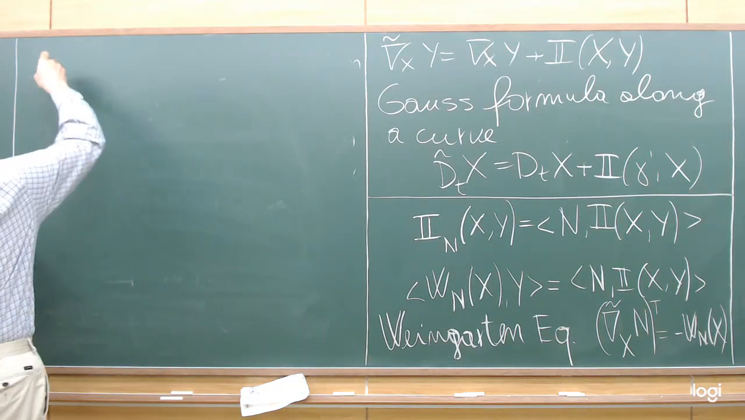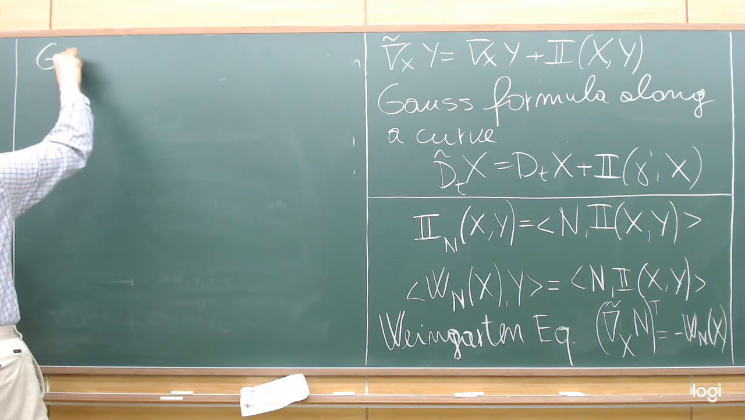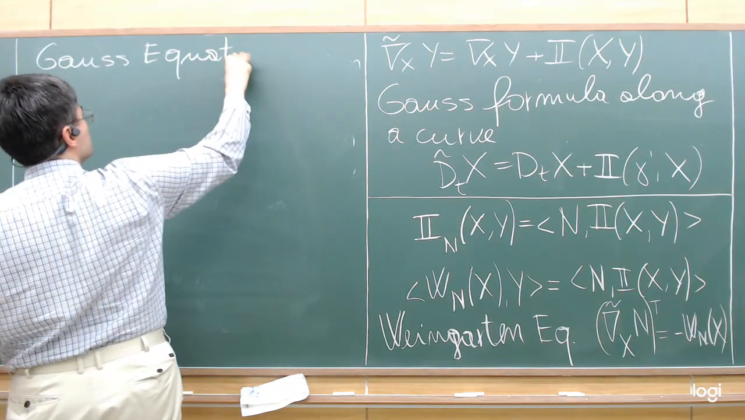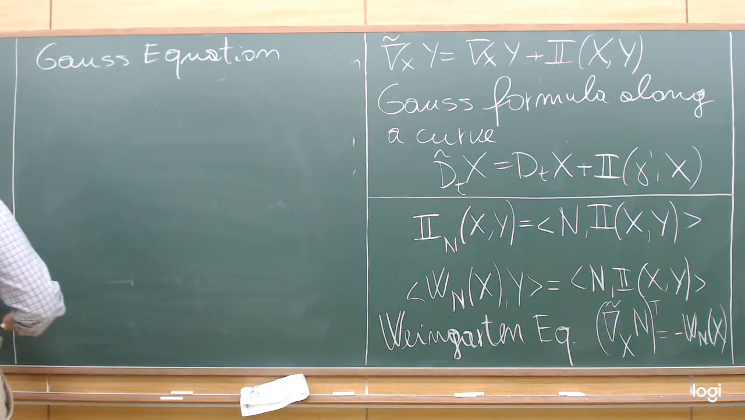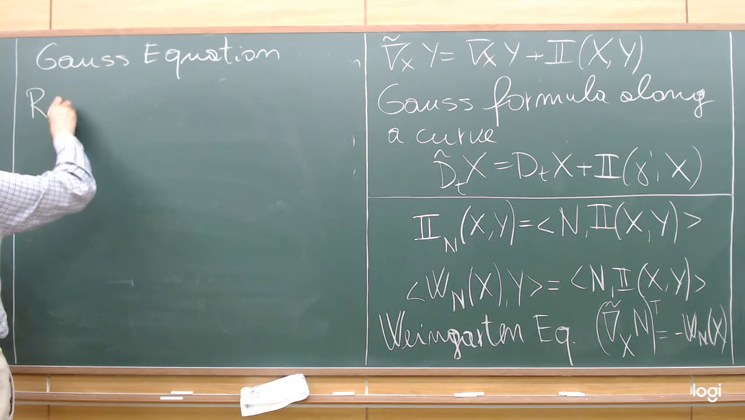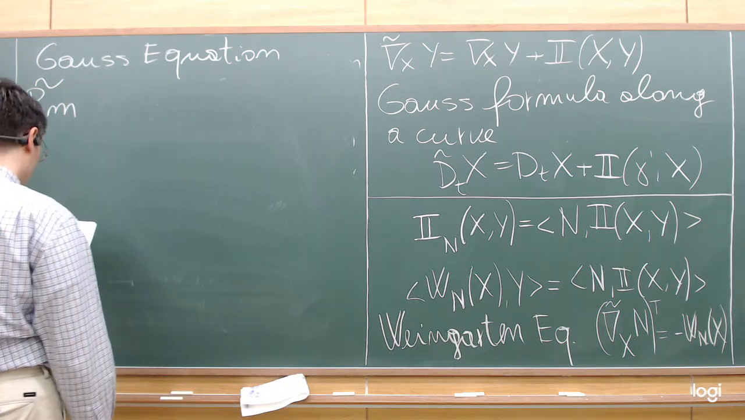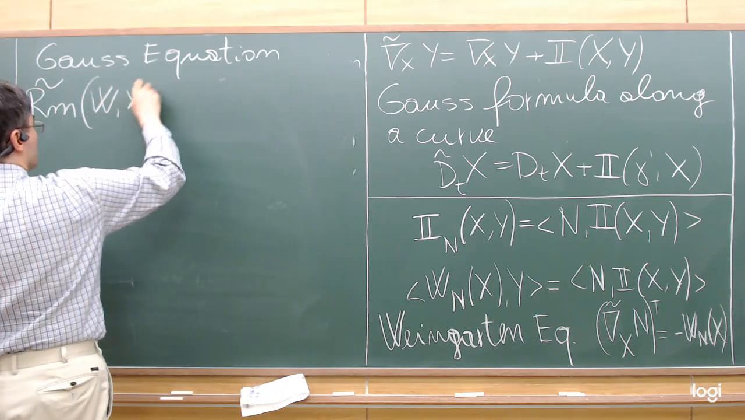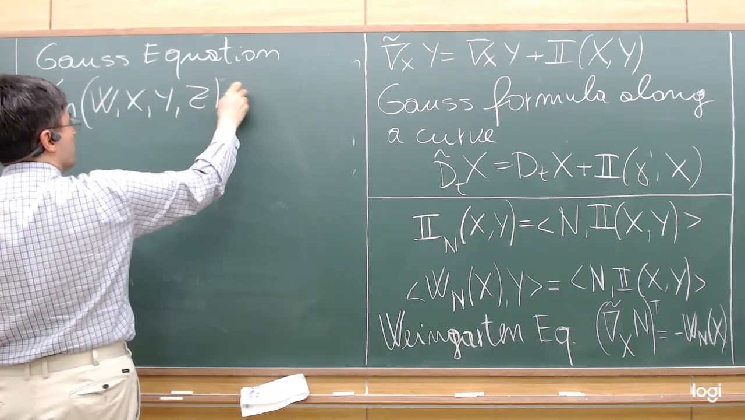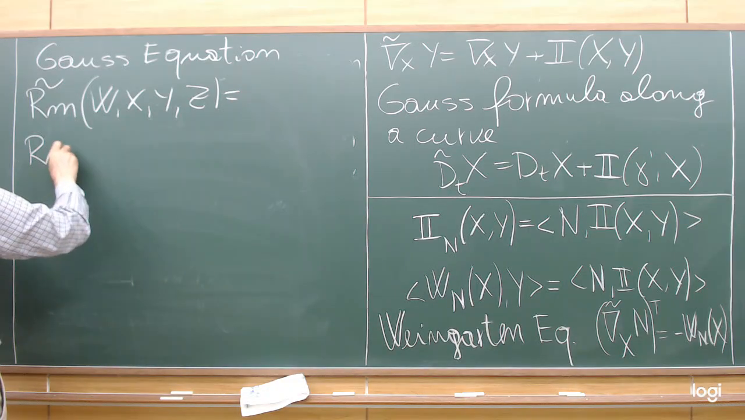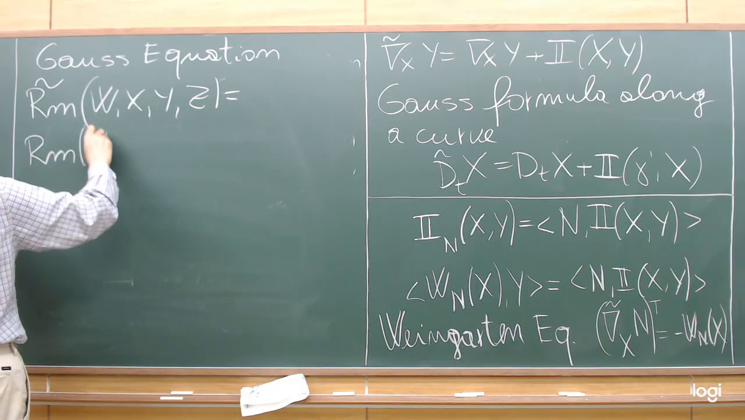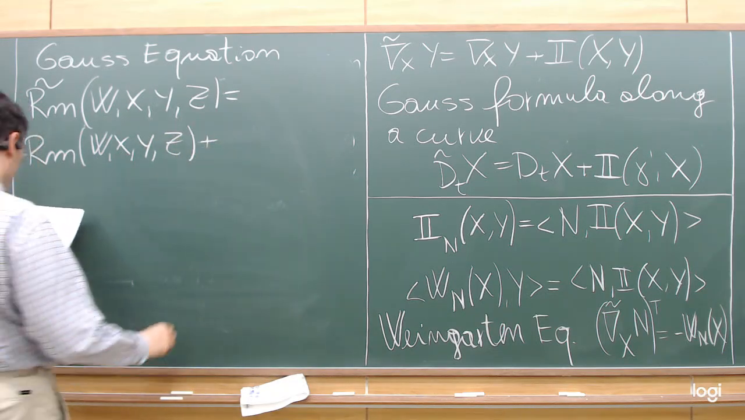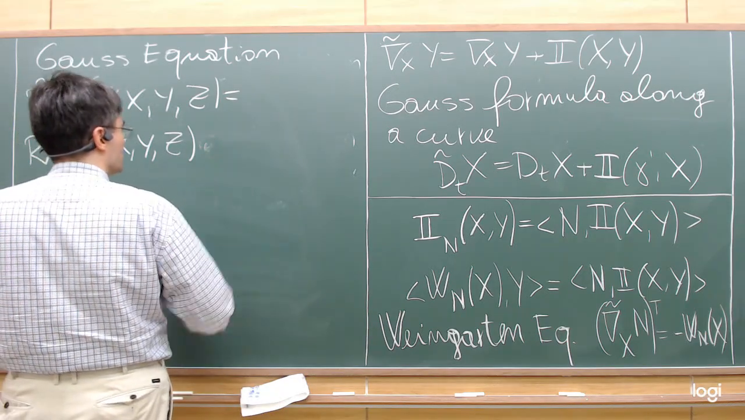Then we have seen the Gauss equation, which says how the Riemann tensor splits. This is equal to the Riemann tensor of M evaluated at W x, y, z plus two terms which are more complicated.